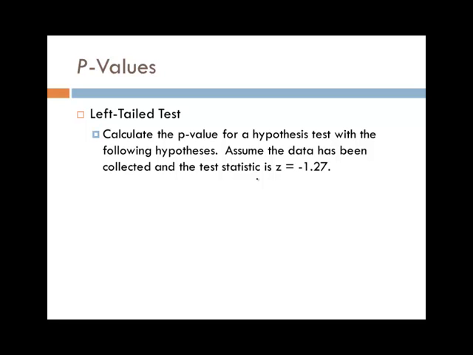For the left-tailed test, we calculate the p-value for a hypothesis test with the following hypotheses. Assume the data has been collected and the test statistic is negative 1.27. As I mentioned, it's a left-tailed test. There's your negative 1.27. We really just need to determine the area to the left.